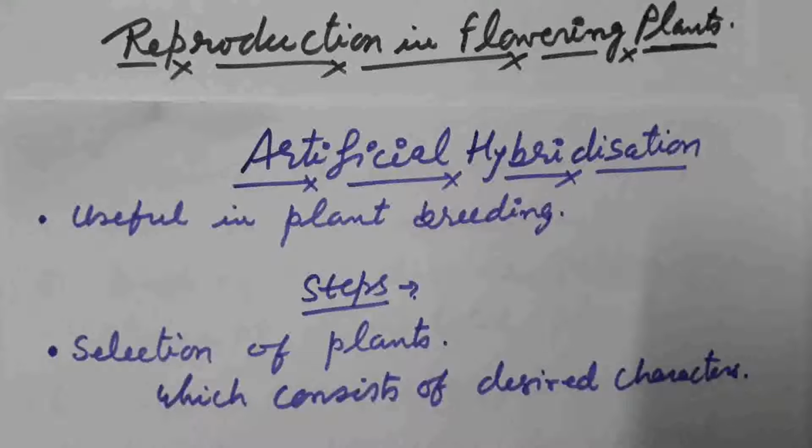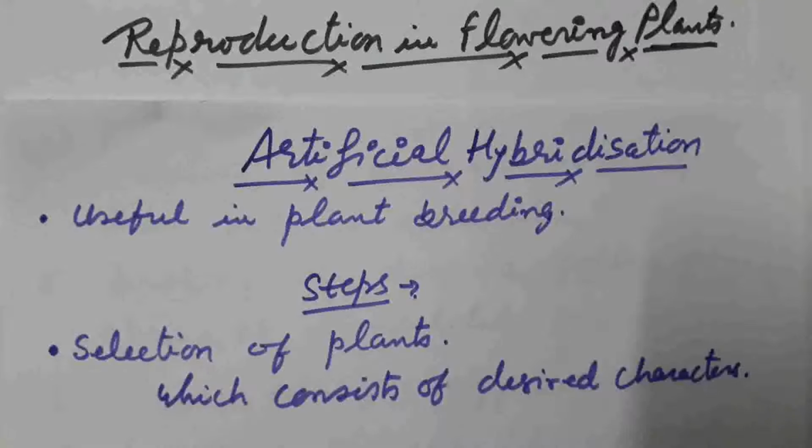Let us discuss one by one how we can achieve artificial hybridization, in which we are successful in transferring only the desired characters of the parent plants into the next generation. The first step in this process is the selection of plants which consist of the desired characters, the characters which we want to introduce in our next generation.